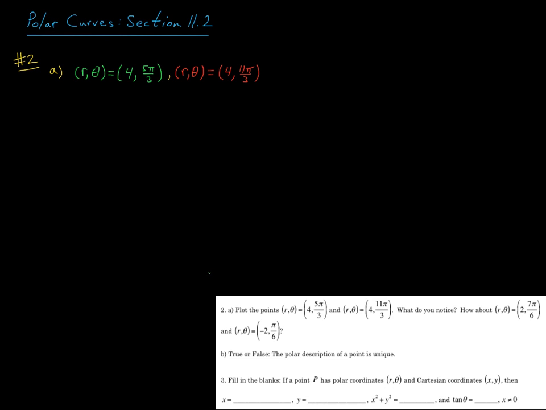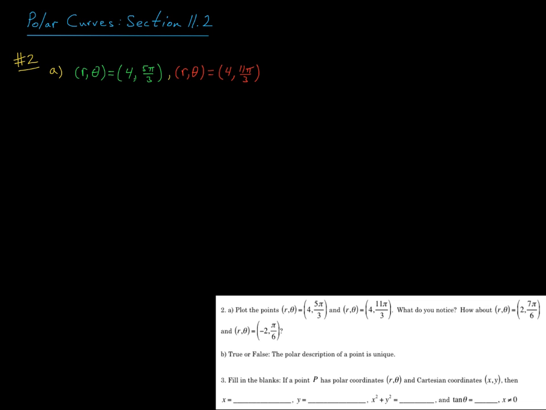Okay, next up is question 2. It says in part A, plot the points (r, θ) = (4, 5π/3) and (r, θ) = (4, 11π/3). What do you notice? And then how about these 2 points here? Okay, so starting with these first 2 points.